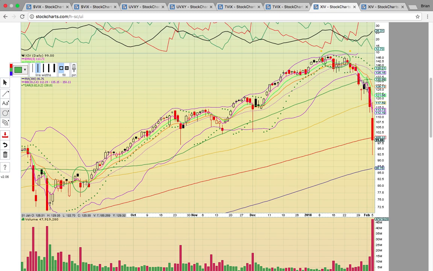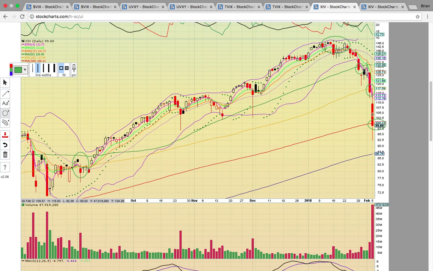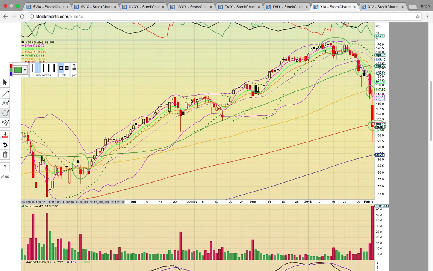And so you can see it broke through the 50-day simple moving average and the 100-day simple moving average on Friday. That close below was signaling more downside risk. And then today it closed below the 200-day simple moving average at 100. So yeah, the close below does signal more downside risk.